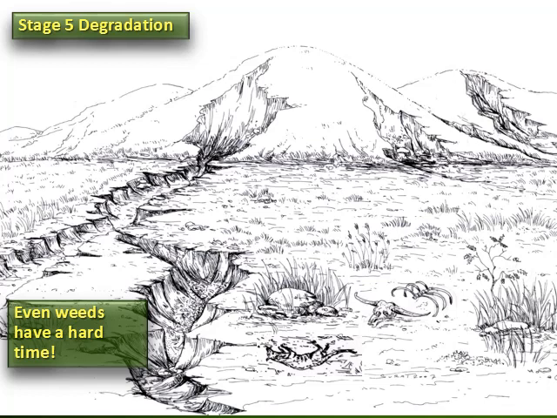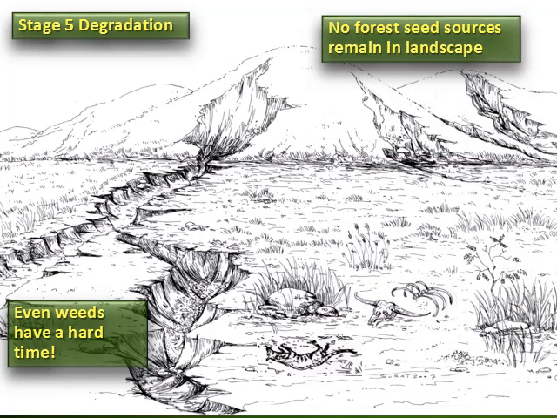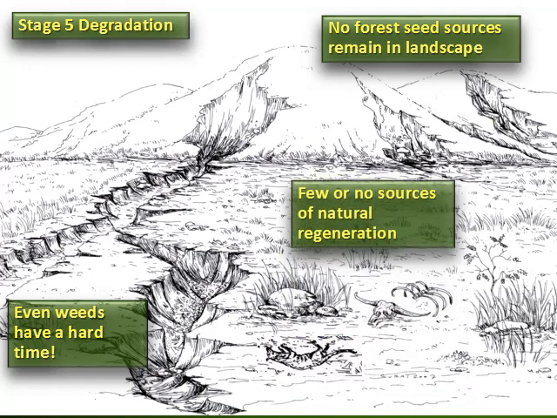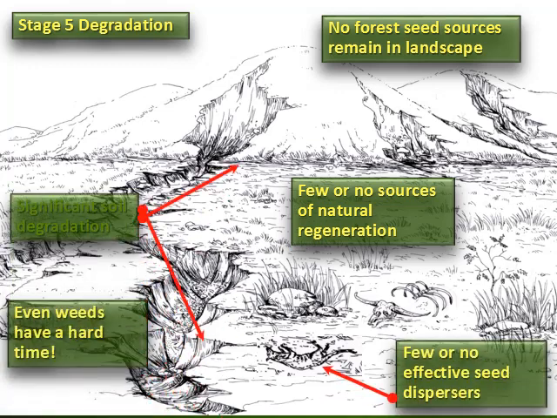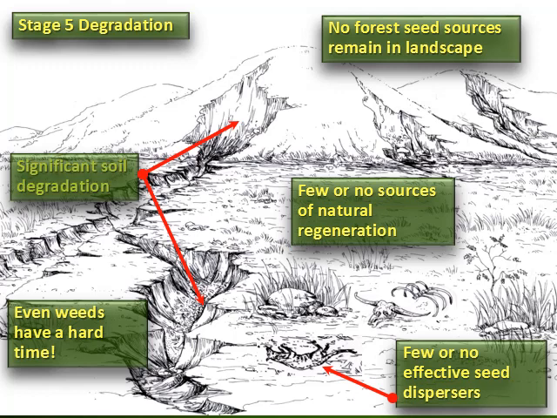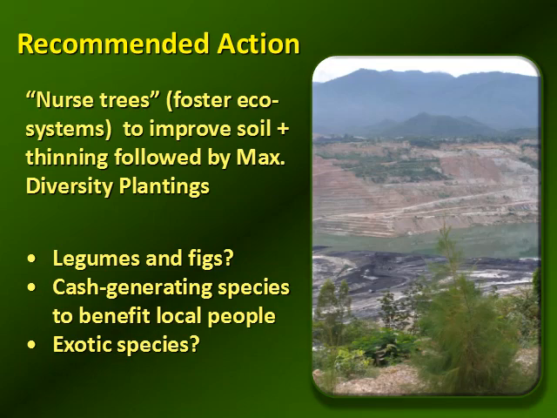So moving on now to stage 5, degradation. At stage 5 degradation, the next critical point that we've reached is that the soil is beginning to break down. The soil ecosystem is beginning to break down. There are no seed sources in the natural landscape. There are few or no sources of natural regeneration, and even the weeds have a hard time. So the critical factor now is significant degradation of the soil ecosystem.